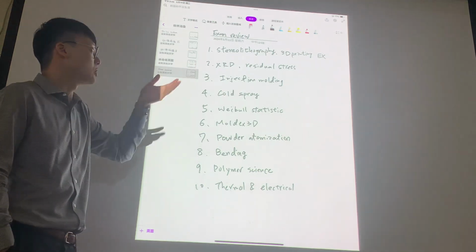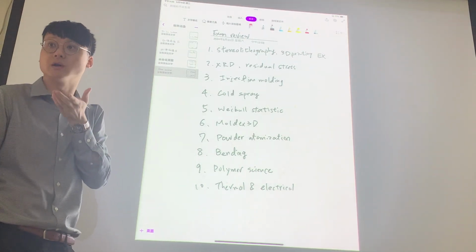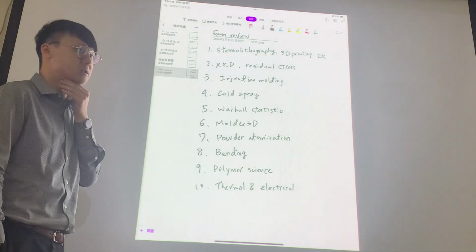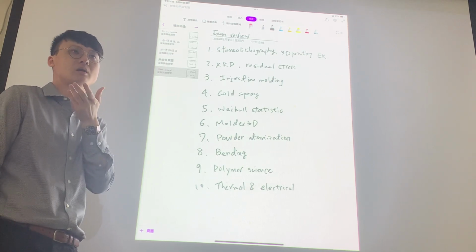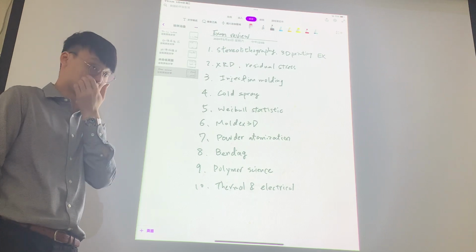Second is what is XRD? What is residual stress? Right? I think I already covered that, right? We talked about that, right? Third is what is injection molding? Explain what injection molding is. What are the process of injection molding? What is the mechanism of injection molding?